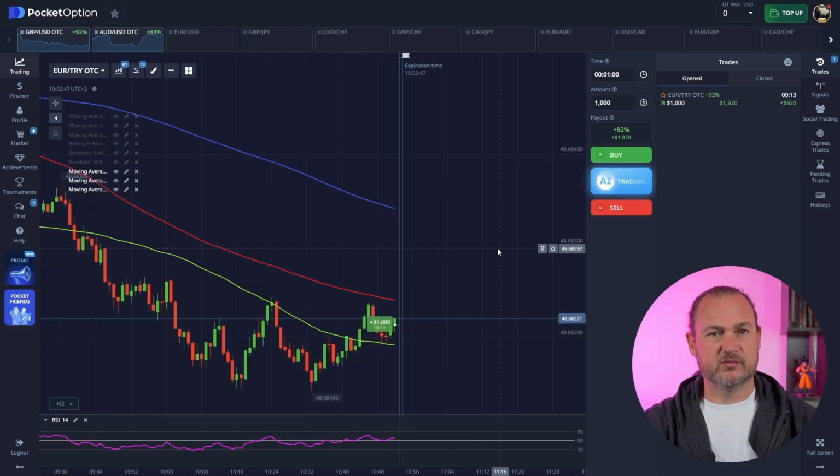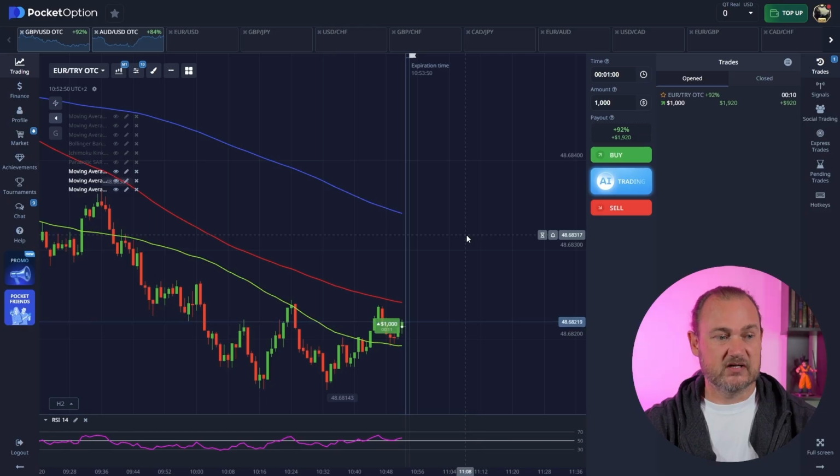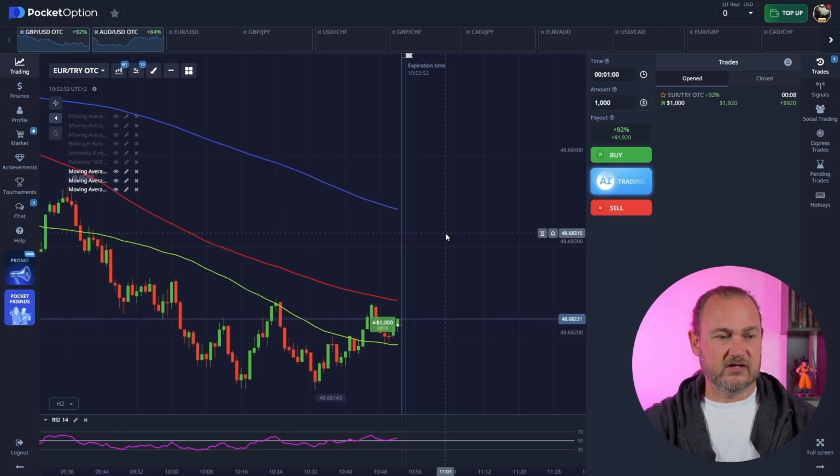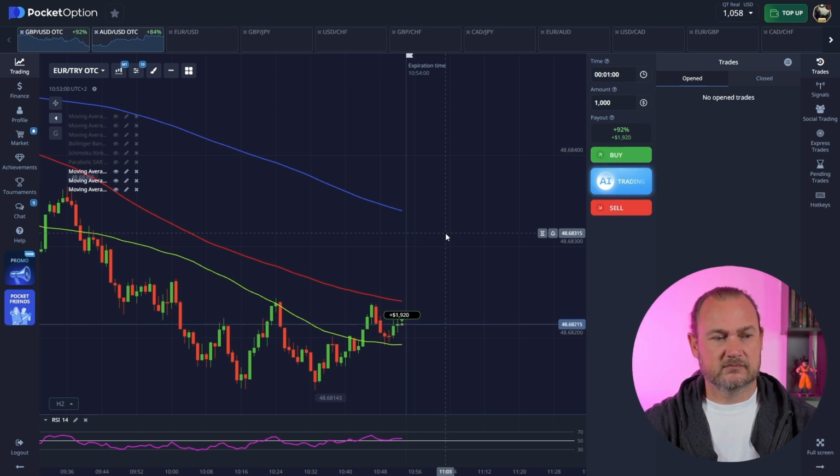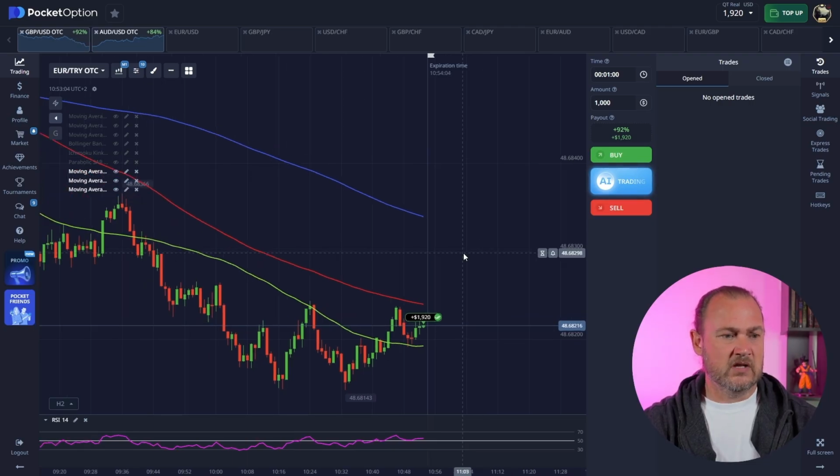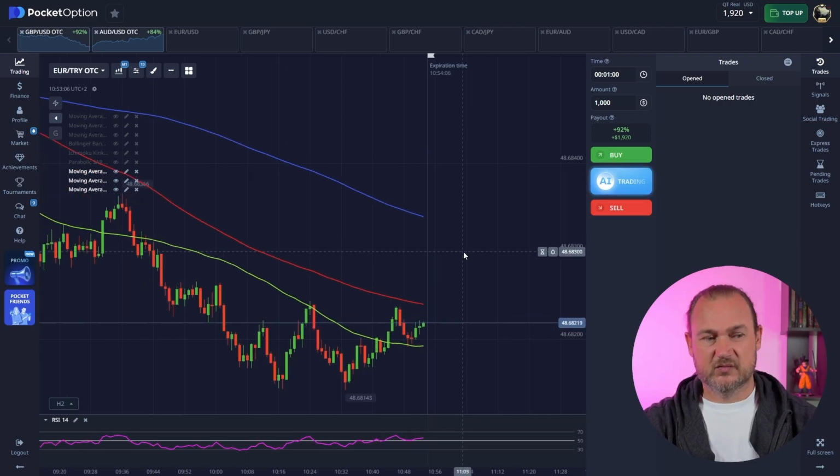So now we just need to wait this trade out. It's almost done. Just need to wait it out. Like I said, you can take a 2-minute trade or 3-minute, depending on market conditions. Here we go. Good entry. It was close, but it was in, and that's all that matters.